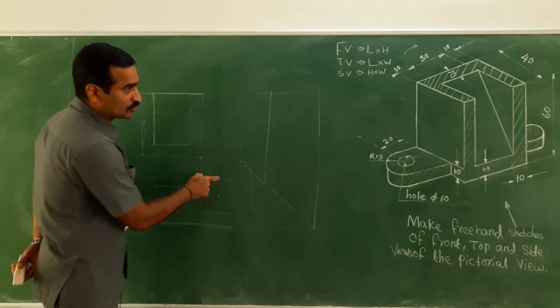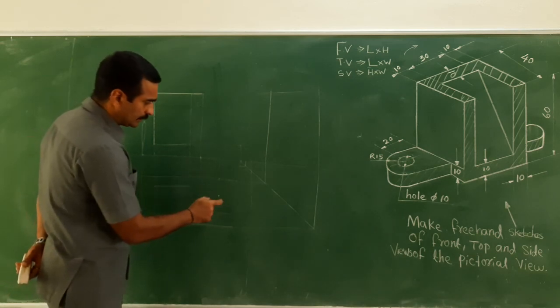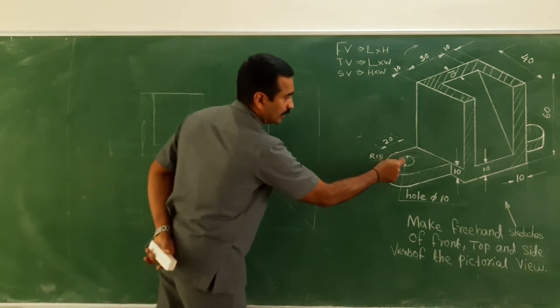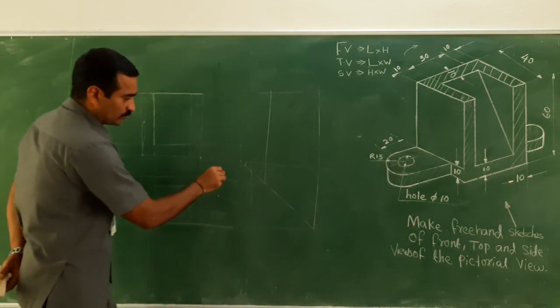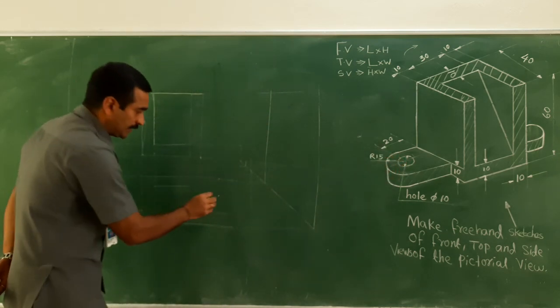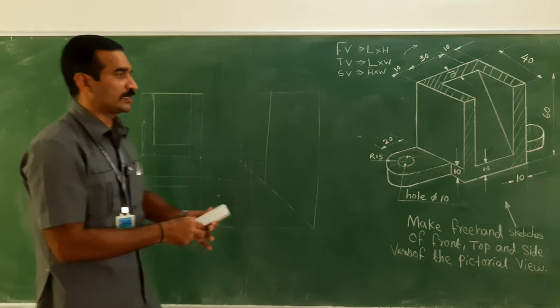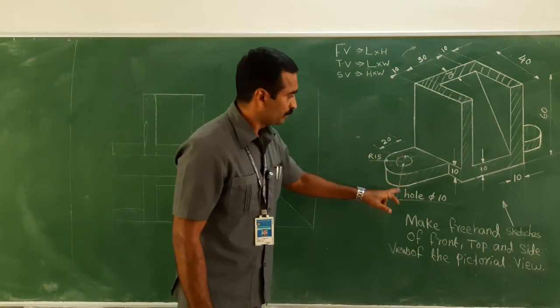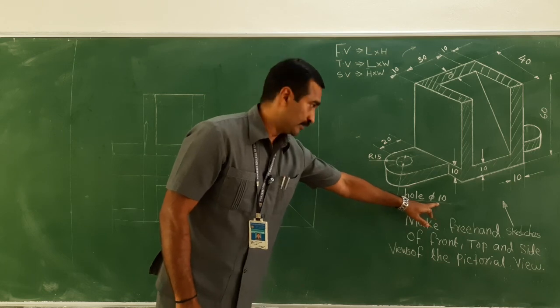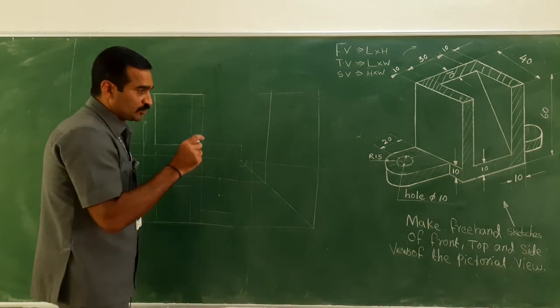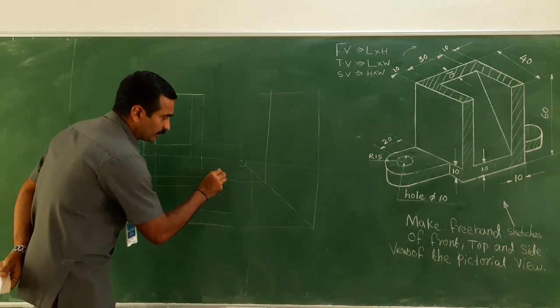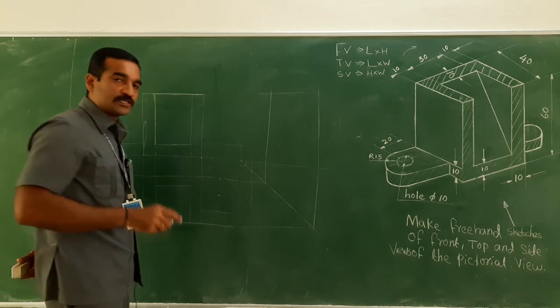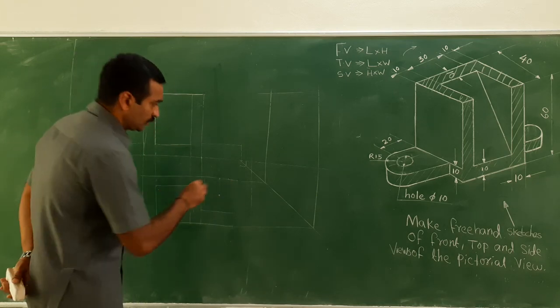From here, it is 20 and from here to here, it is 15. So, when I draw both the lines, they intersect at one point. That is the center of the circle. Now the radius of the circle is dia 10. So, take 10 mm here and draw, because you are not supposed to use the compass.